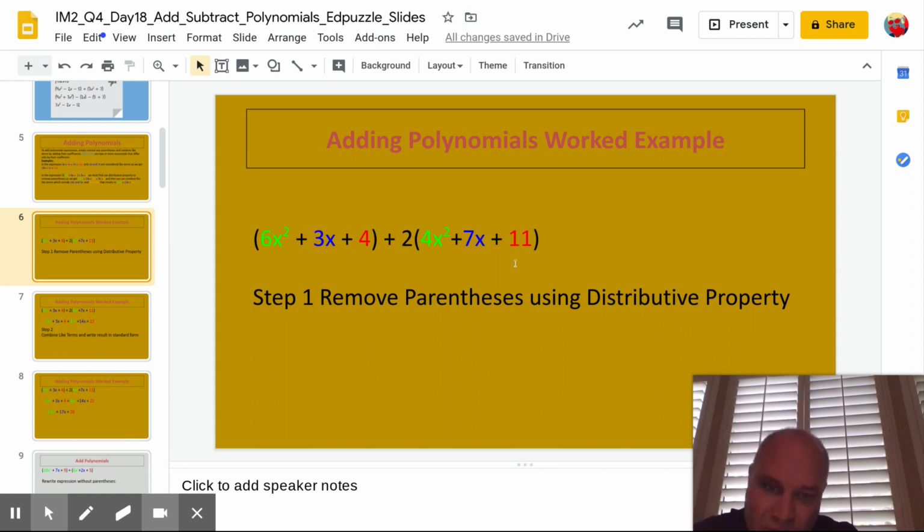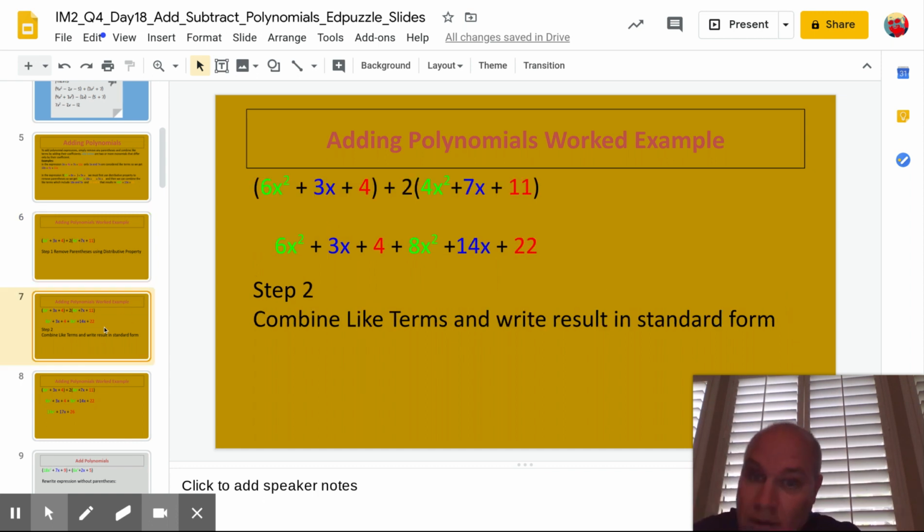And then on this polynomial on the right here, since it's 2 times that, we're going to multiply each term, or each monomial, by 2. So let's see what happens when we do that. We get 6x squared plus 3x plus 4, and then it's plus 8x squared plus 14x plus 22. Do you see how we multiplied the second polynomial by 2? All right, our next step is we're going to combine like terms, and we're going to write the result in standard form we learned yesterday, which is from the highest exponent to the lowest exponent, or the constant, if it has a constant. All right, so let's do that.